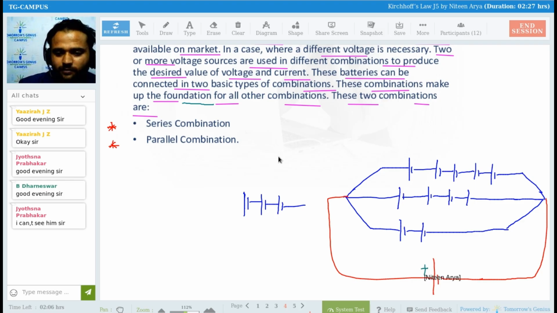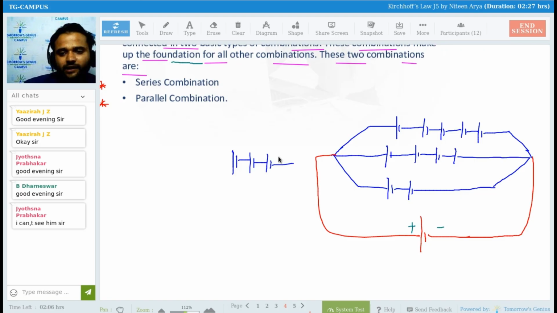Just let me draw and then I'll explain. Positive, negative. So what I do here, there are 3 parallel connections. 1, 2, 3. In one, there are 5 series connections. In this, we have 4. In this, we have 2. So that is the meaning of saying n number of series connection with m number of parallel connection.